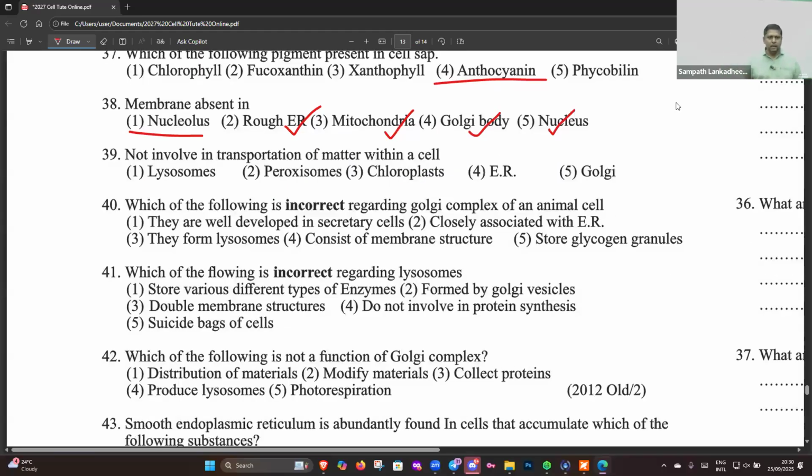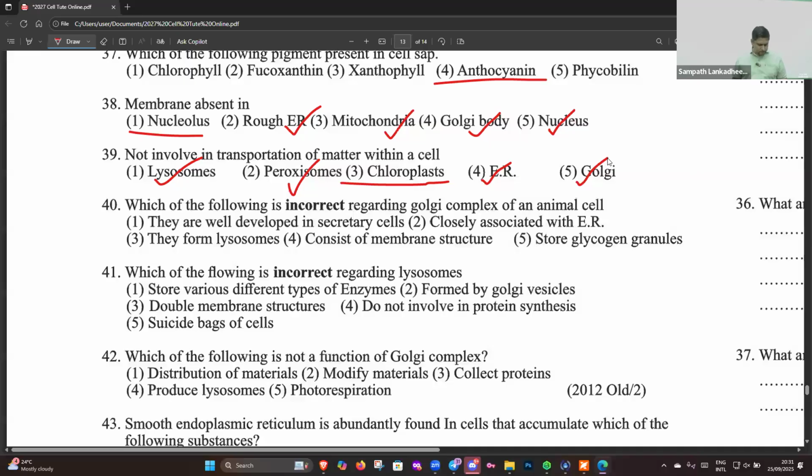Question number 39. Which is not involved in the transportation of materials within the cell? Lysosomes transport, peroxisomes transport, chloroplast does not, ER transports, Golgi transports. The answer is the third one.